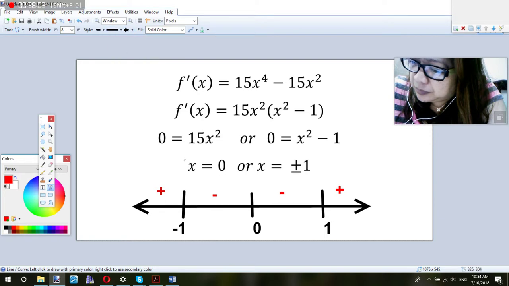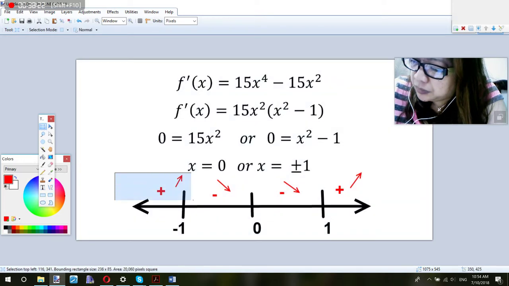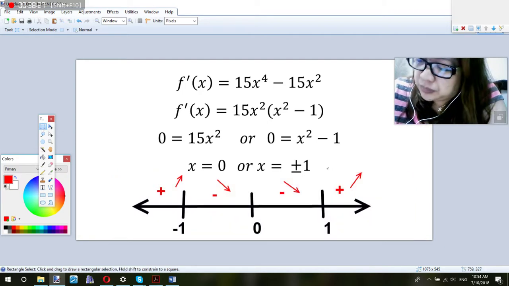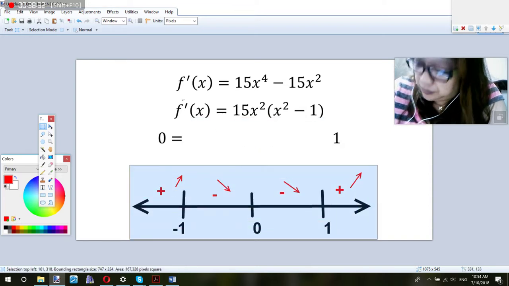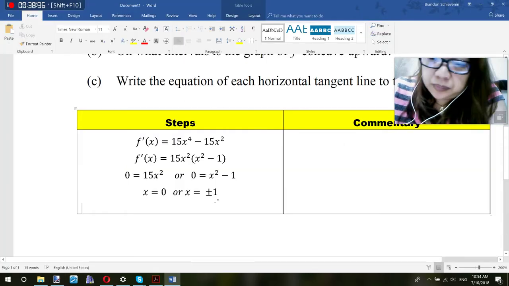Okay, so I could say that my graph is changing from increasing to decreasing, from decreasing to decreasing, and then from decreasing to increasing, about these points where the slope is equal to 0. It would be easier to get rid of this part. Just copy that. Okay, so let me come back into our Word document and we'll keep going from there.